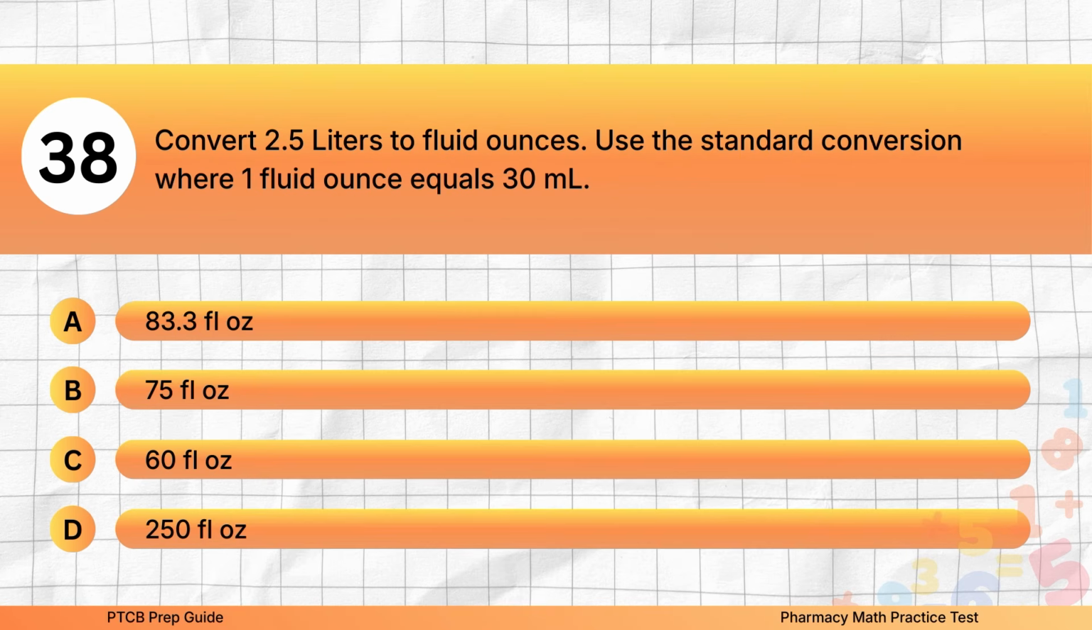Let's do a quick volume conversion. Convert 2.5 liters to fluid ounces. Use the standard conversion, where 1 fluid ounce equals 30 milliliters. A. 83.3 fluid ounces. B. 75 fluid ounces. C. 60 fluid ounces. Or D. 250 fluid ounces. Pause and do the conversion now.